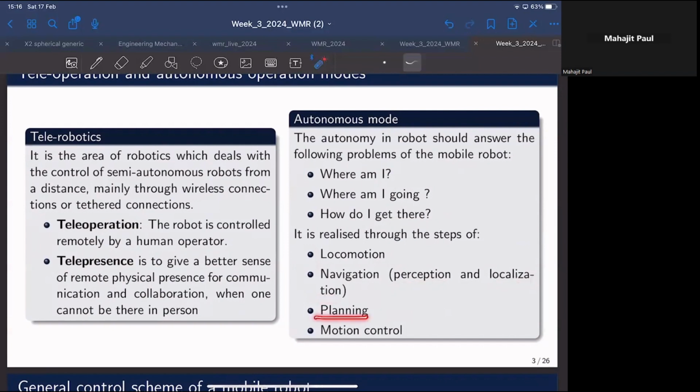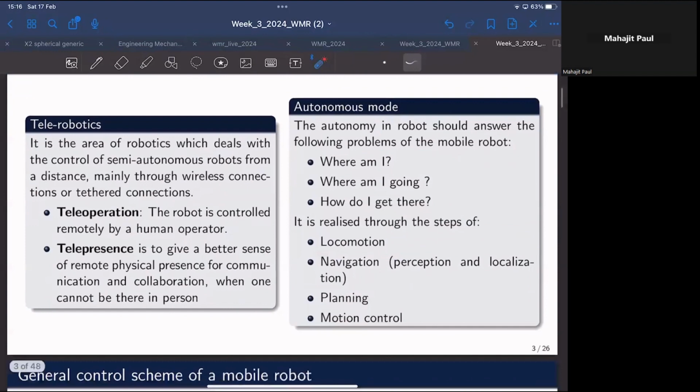The further step is planning. Planning deals with how it should go from its start position to the goal position. And motion control also deals with controlling the actuators. Once the planning has been done, what are the commands that a robot should give to these actuators? For example, if it's a mobile robot, what are the commands that should be given to the motors? All these things come under motion control. So these are the important subfields of a wheeled mobile robot.